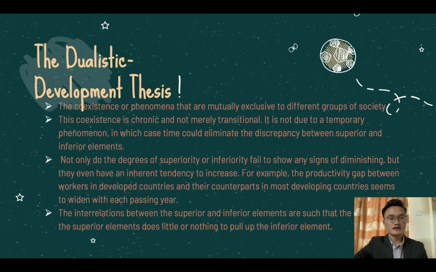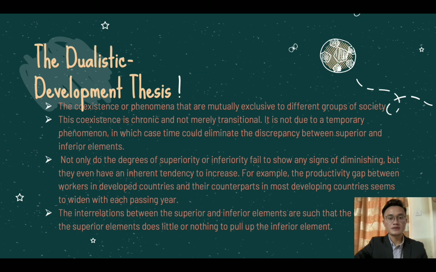And this is the last of the major streams of thought, which is the dualistic development thesis. It is the coexistence of phenomena that are mutually exclusive to different groups of society. This coexistence is chronic and not merely transitional. It is not due to a temporary phenomenon, in which case time could eliminate the discrepancy between superior and inferior elements. Not only do the degrees of superiority and inferiority fail to show any signs of diminishing, but they even have an inherent tendency to increase.